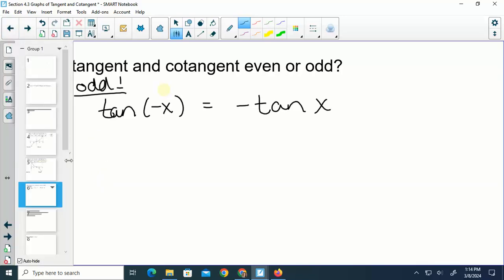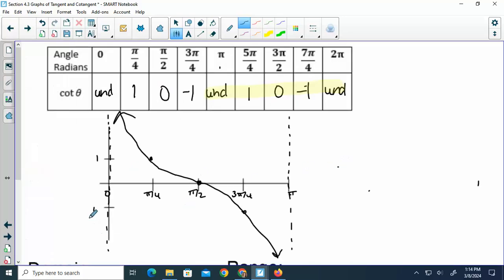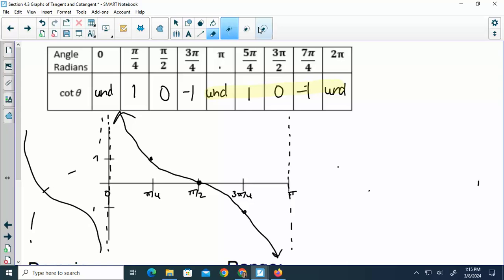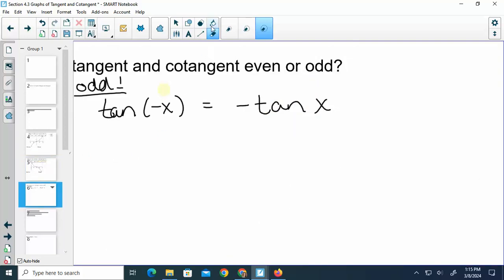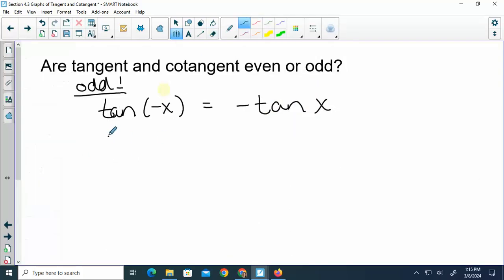So with cotangent, it's the same. If we were to continue this, we're going to be doing the same thing over here, so is this even or odd? Also odd. To be even, it would have to be a mirror image on the other side of the asymptote, and it's not. But if I flip, then it would overlap. So far, the only even function we've seen is which one? Cosine. The rest of these are odd functions.